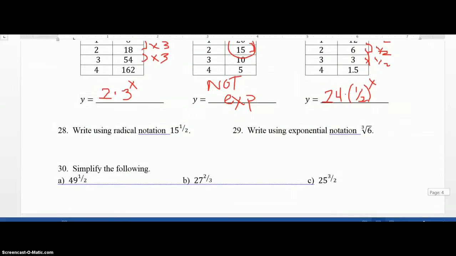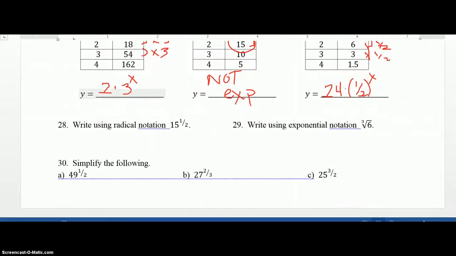Alright. Last couple things here. Number 28, you write using radical notation. So you are not evaluating this. You're not going to get a numerical value. You're just changing form so that it has a root in it. Raising something to the power of 1/2 is the same thing as taking the square root. So this is the same thing as the square root of 15. Number 29, write using exponential notation. So now instead of having a root, we're going to have an exponent. And cube rooting something is the same thing as raising it to the power of 1/3.